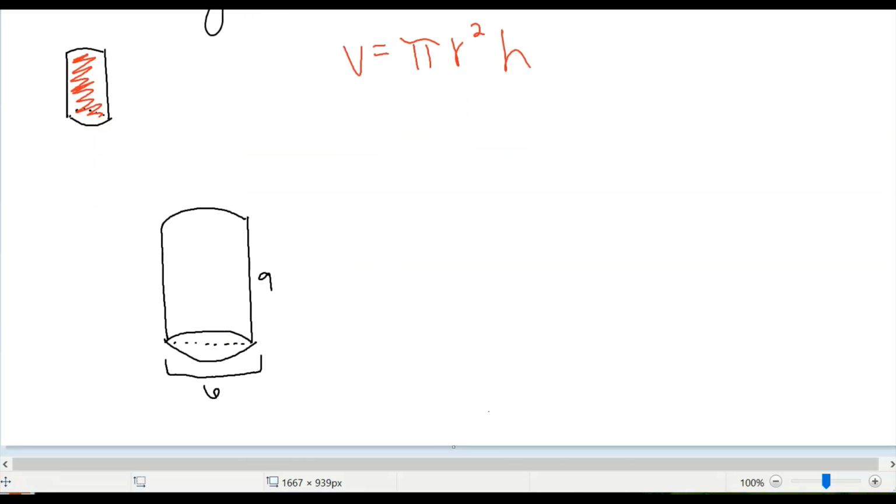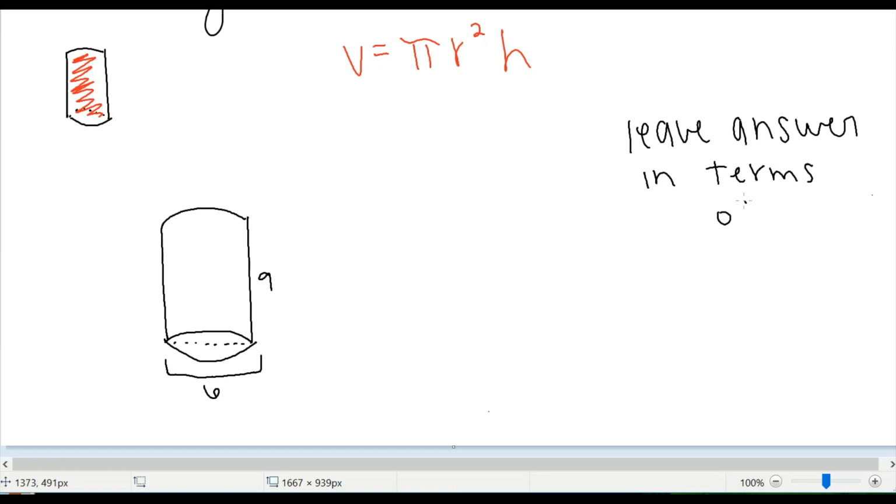So I want to show you guys one more type of problem. I'm going to ask you just to find the volume. However, I'm going to be specific that I want you to leave your answer, leave answer, this is going to sound weird, in terms of pi. So sometimes you're going to see problems where they ask you to leave your answer in terms of pi. And let me show you what that means.